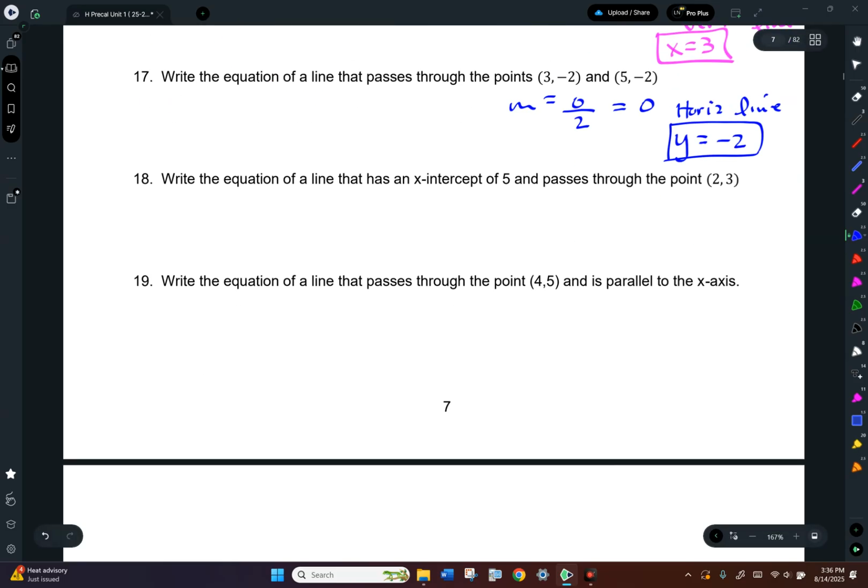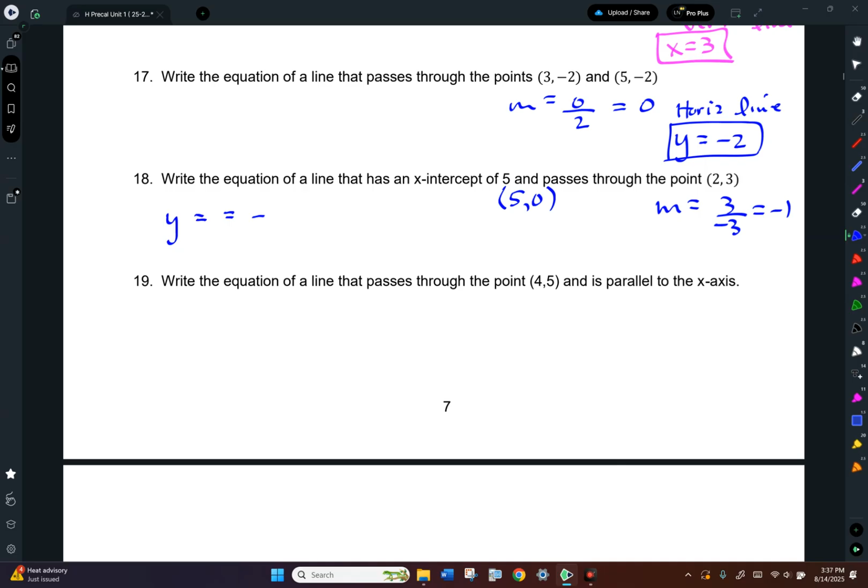Okay, number 18. Write the equation of a line that has an x-intercept. Well, really, if they're giving you an x-intercept, they're giving you an ordered pair, right? And then it also goes through the point 2, 3. Well, hey, if you know 2 points, then you can find the slope, right? So 3 over negative 3, negative 1. So now pick either point. I don't care. So I'm going to say y minus 0 equals, whoops, I wrote equals again, equals my slope, and then x minus 5. So that was because I chose the 5, 0 point. Could have chosen the other one, doesn't matter.